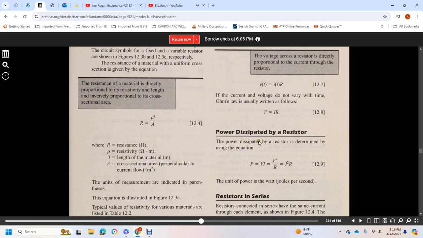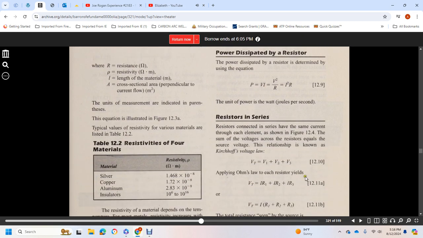Power dissipated in the resistor is determined by the equation: power equals voltage times current, which equals voltage squared over the resistance, or equals current squared times the resistance. The unit of power is the watt, which is joules per second.